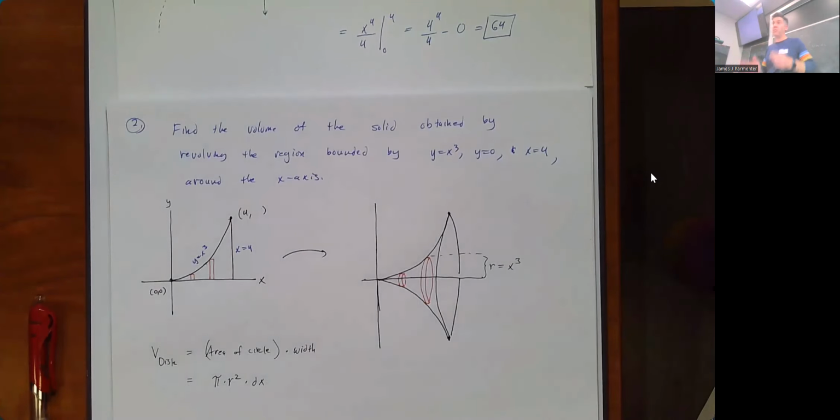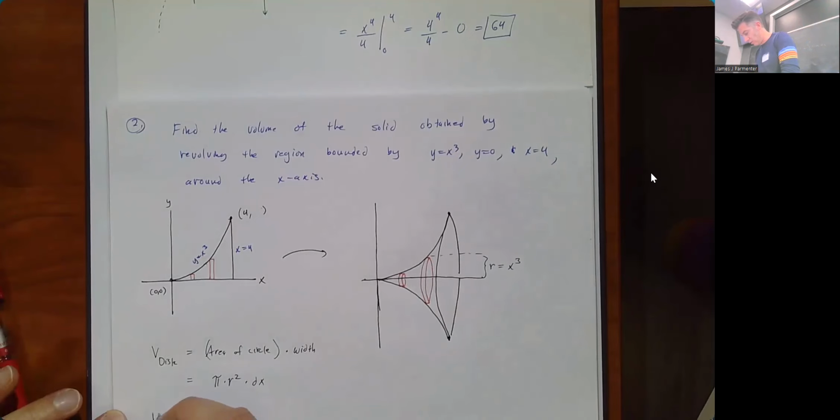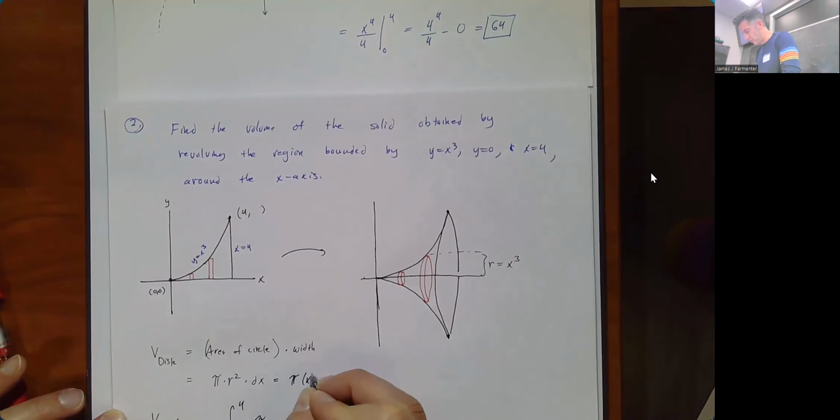So that's the volume of one slice or one disc. And now, just like when we found the area, we added up all the areas of the rectangles to find the total volume. We're going to add up all the volumes of the discs. So the total volume is going to be the integral from 0 to 4 of pi times my radius. I should have filled in my radius here. My radius was x cubed. So it's going to be the integral from 0 to 4 of pi times x cubed squared dx.